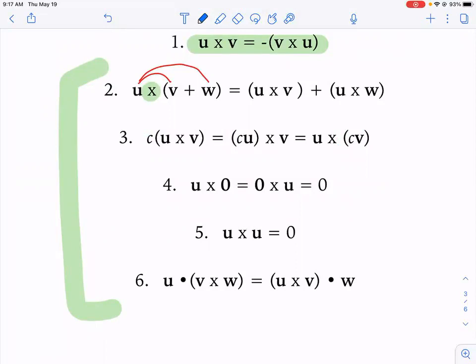Okay. U cross 0 or 0 cross U is going to be 0. Does that make sense? All your products are 0. If you take the cross product, and this is one you might want to write down, if you take the cross product with itself, you're going to get 0.